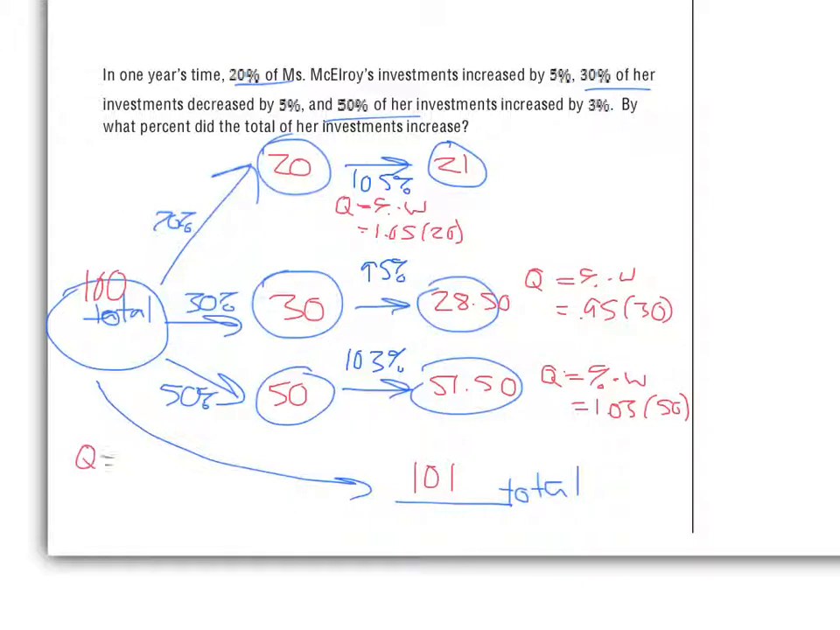So Q is equal to percent times whole. So our original was the 100. So this is going to be a percent of, we're 101%, which actually means we had a 1% growth.